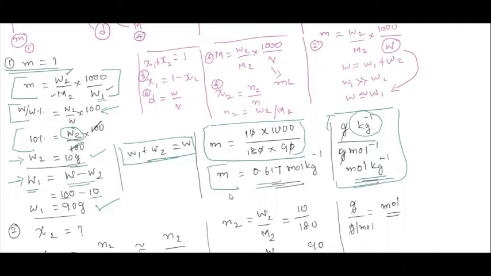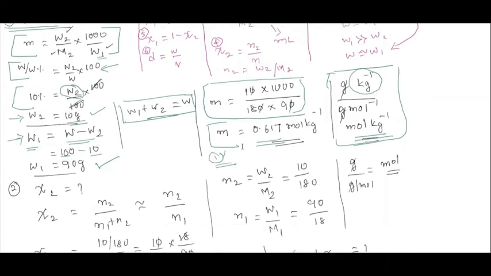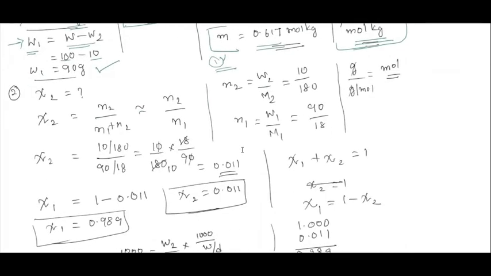Okay, so this is the first answer. Now let us move to the second question. Second question is, it is asked chi 2. Chi 2 is nothing but N2 by N, is it not? So in that case, chi 2 is equal to N2 by N1 plus N2, that is approximately equal to N2 by N1, being a dilute solution.